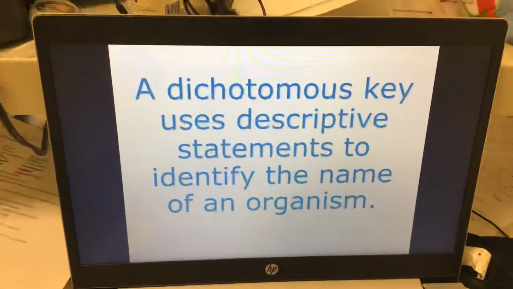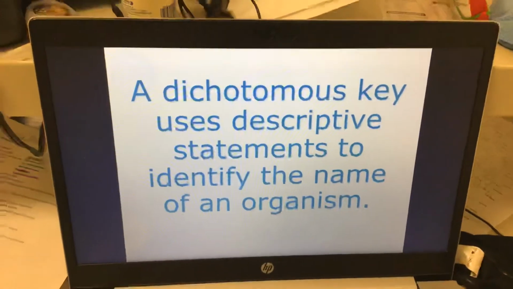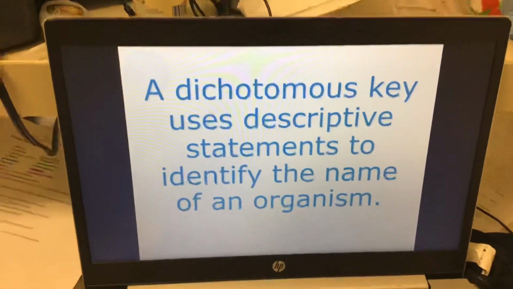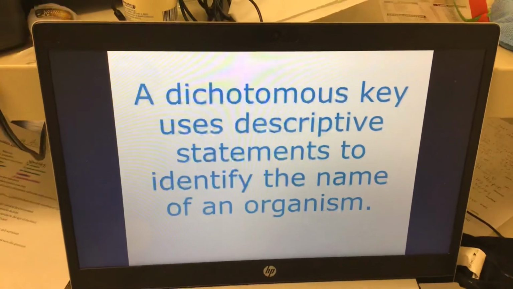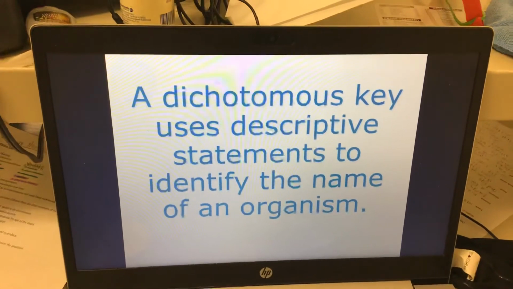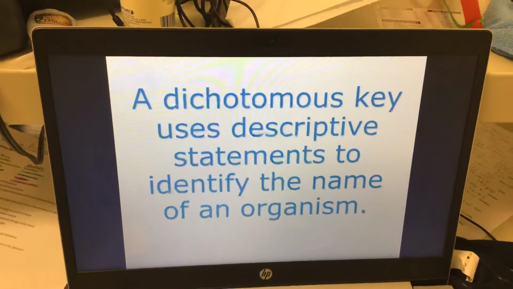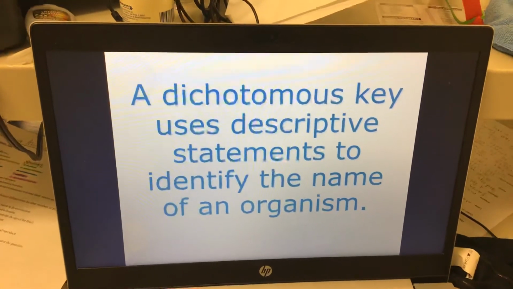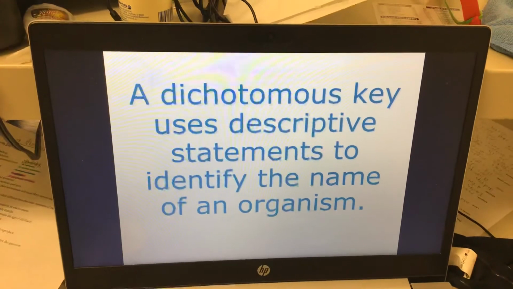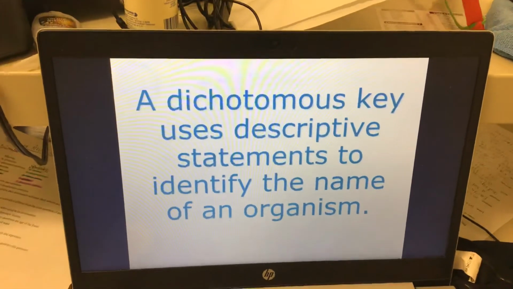I would like you to write down this and maybe underline the dichotomous key. A dichotomous key uses descriptive statements to identify the name of an organism.